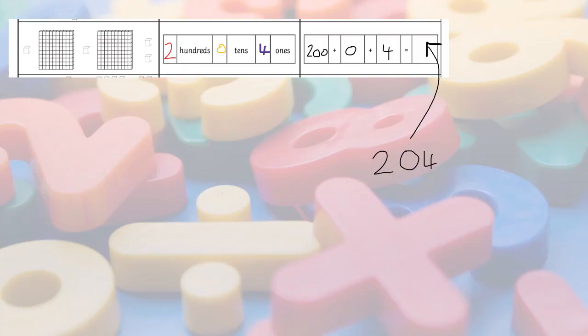So let's have a look at this one. You should have the 2 for the 200s and written the number 200. In this example, there are no 10s, so I write a 0. I can't just leave it out. And there are 4 1s. So I have written that in there and I've drawn an arrow to where my answer would be of 204.